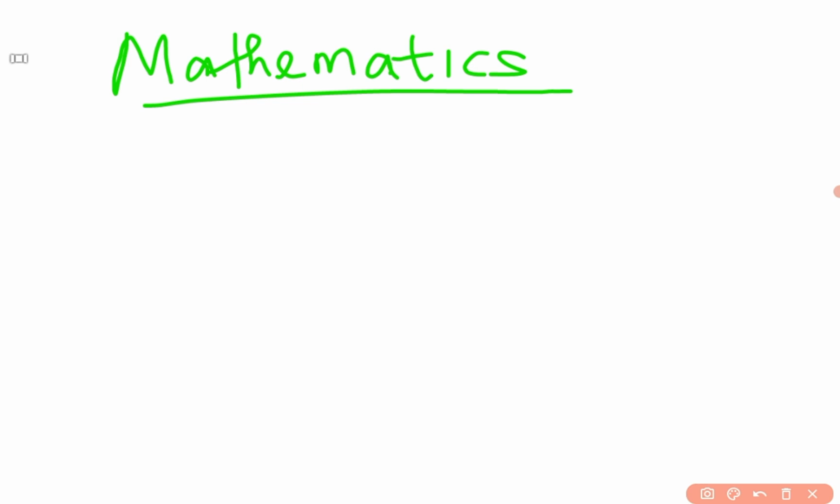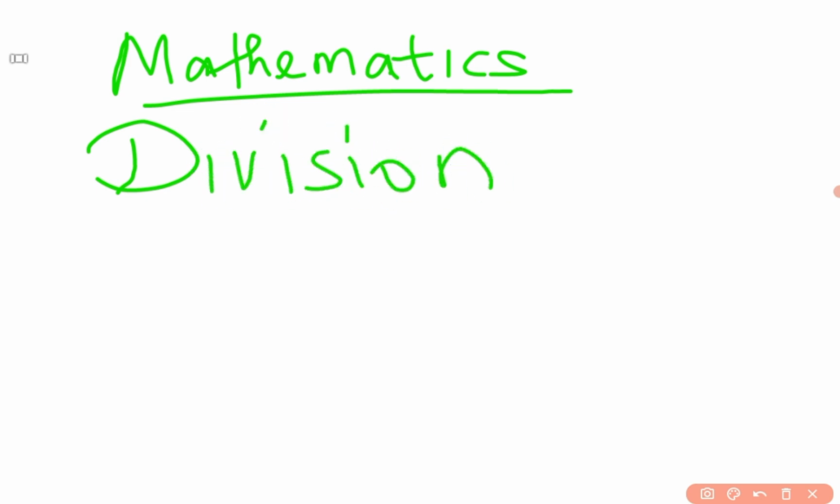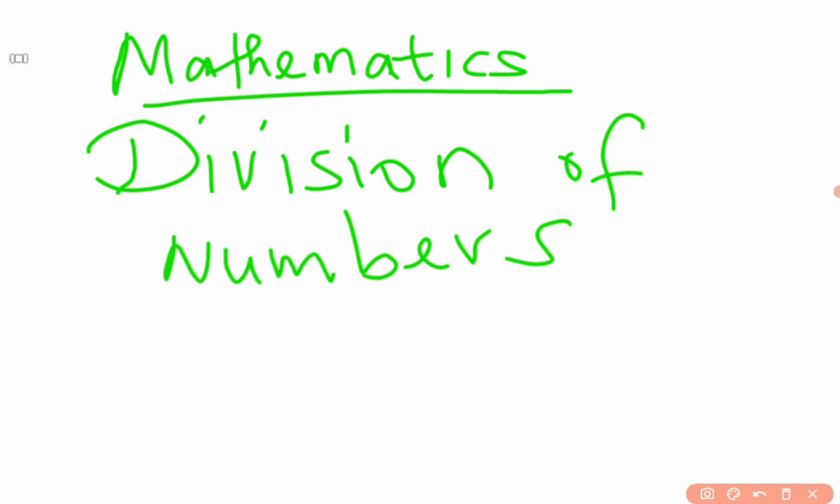This is Godwill, and today in our class we're going to be having a mathematics lesson, and we're going to continue with division of numbers. Yes, because we already started division of numbers, and now we're continuing with division of numbers part 2, and we're going to be looking at long division.